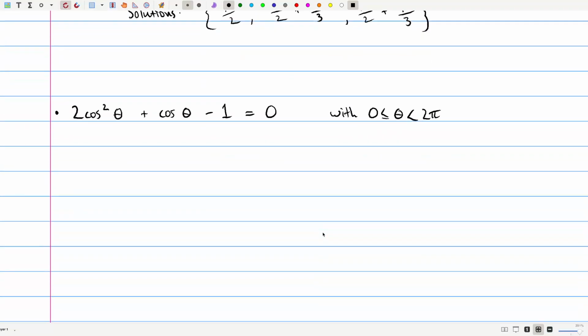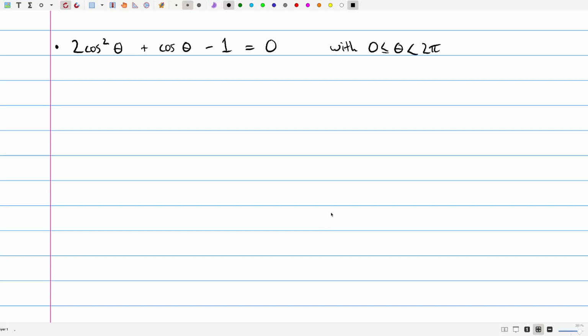Okay, let's finish off with a trickier problem. This one is 2 cosine squared plus cosine minus 1 is 0. So we want to isolate the cosine, and the way that we can do that is pretend that cosine is a variable. So we could do that with, let's say, x equals cosine theta. This is 2x squared plus x minus 1 equals 0. So we want to solve for the trigonometric function. So we want to solve for x.